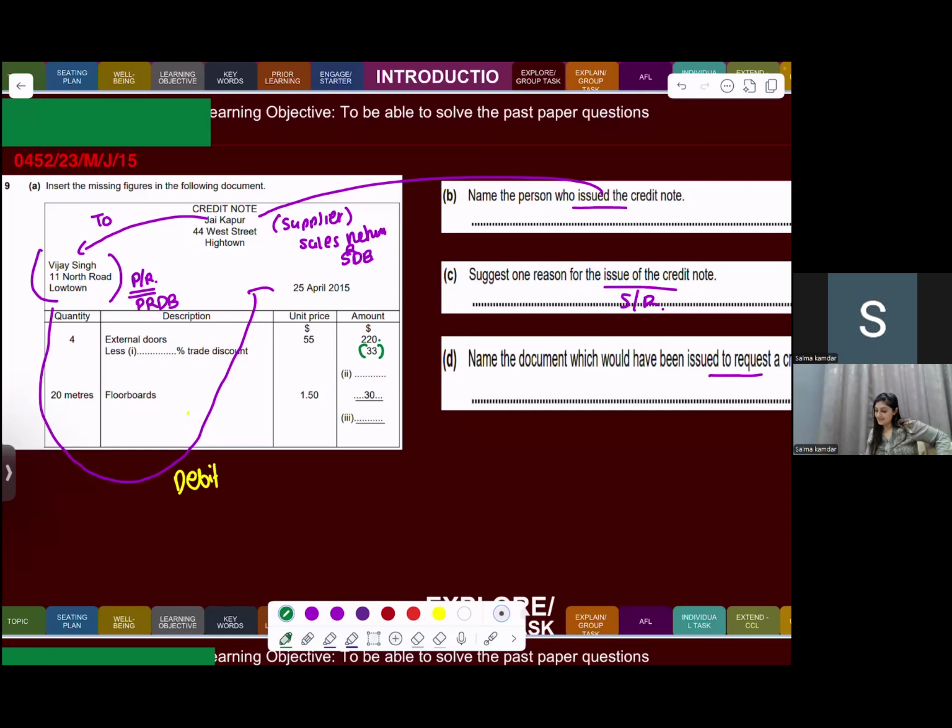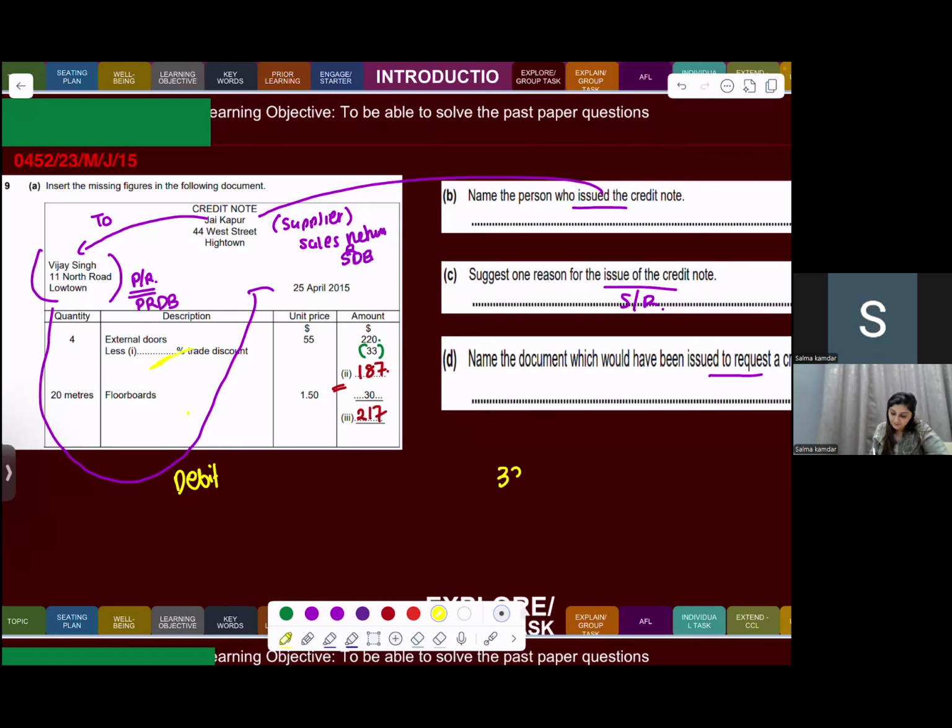This is 220 minus 33. So this makes it 187. And the total would be 187 plus 30. It is 217. There are marks for this. Do not forget that. Now I also need to know the percentage of trade discount.